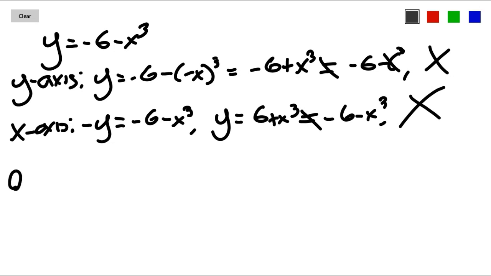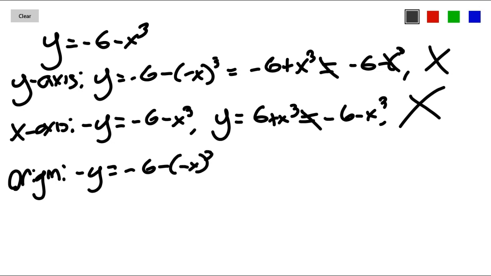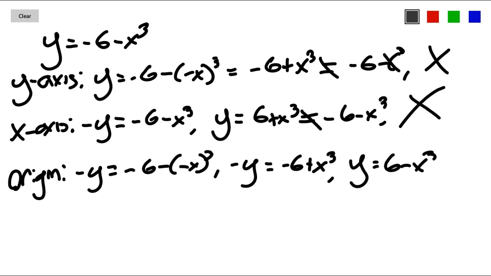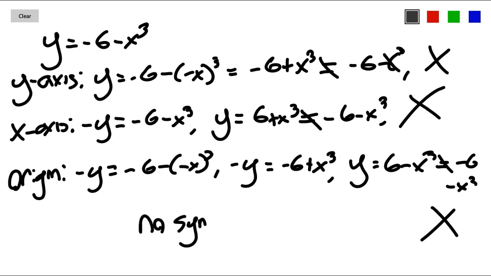And then to test for origin symmetry, I say negative y is equal to negative 6 minus negative x cubed. So I have negative y is equal to negative 6 plus x cubed. And then when I solve for y, I have y is equal to 6 minus x cubed, which is not the same as negative 6 minus x cubed. So there's no origin symmetry. So since there's no symmetry at all in either the x-axis, y-axis, or origin, this function is said to have no symmetry.